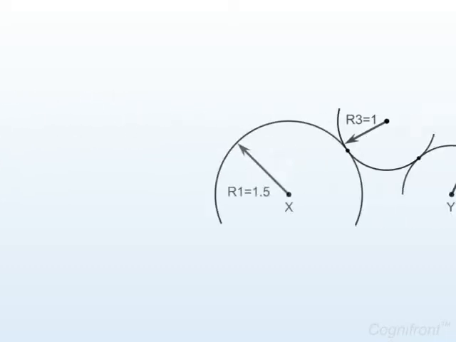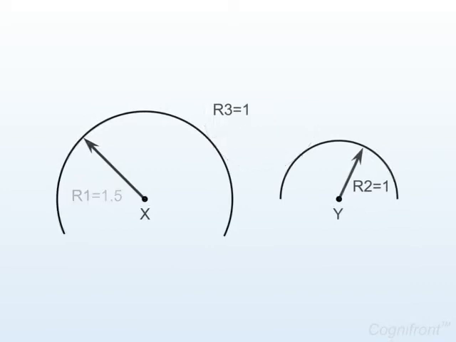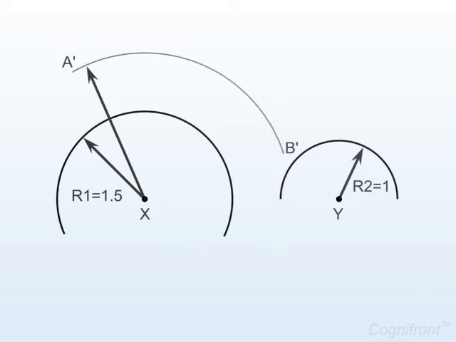We'll proceed with explaining the construction of an arc which is tangent to given arcs with radii r1 and r2 and with the centers as x and y. The required radius of a tangent arc is r3. Take x as center and radius equal to r1 plus r3. Draw an arc a dash b dash.